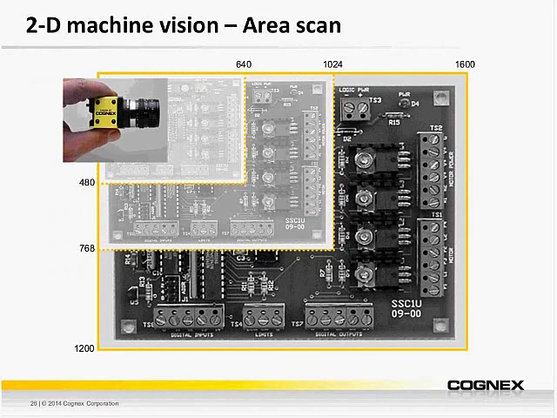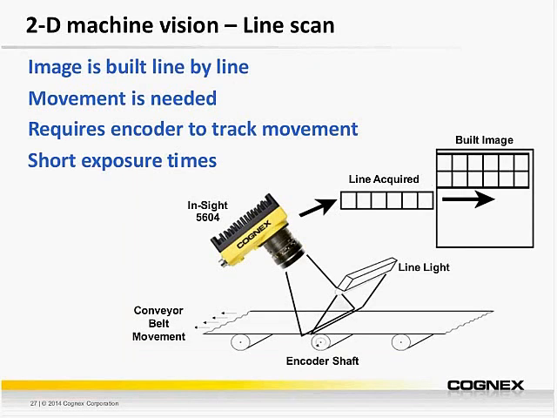We also have 2D vision, which comes in different resolutions. There's a standard 640 by 480 resolution, 1024 by 768 resolution, and really high resolutions, like 1600 by 1200 and even higher.